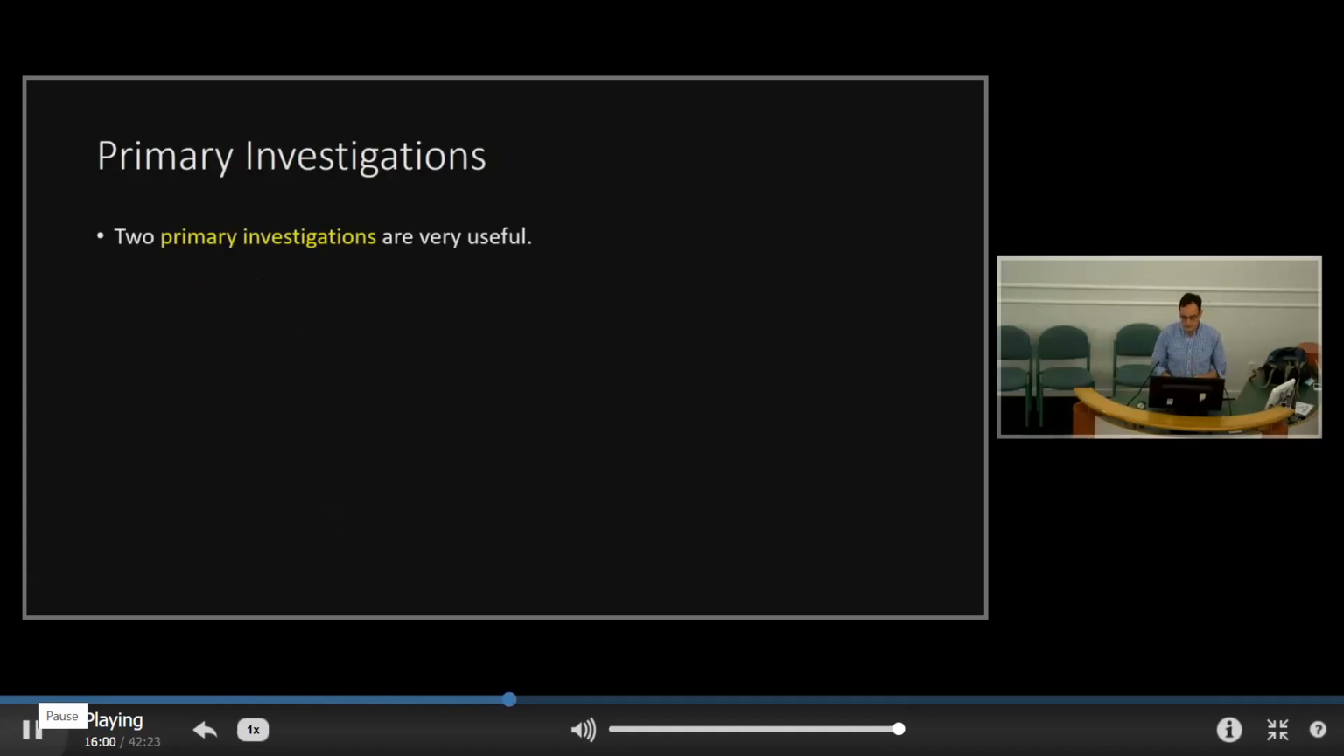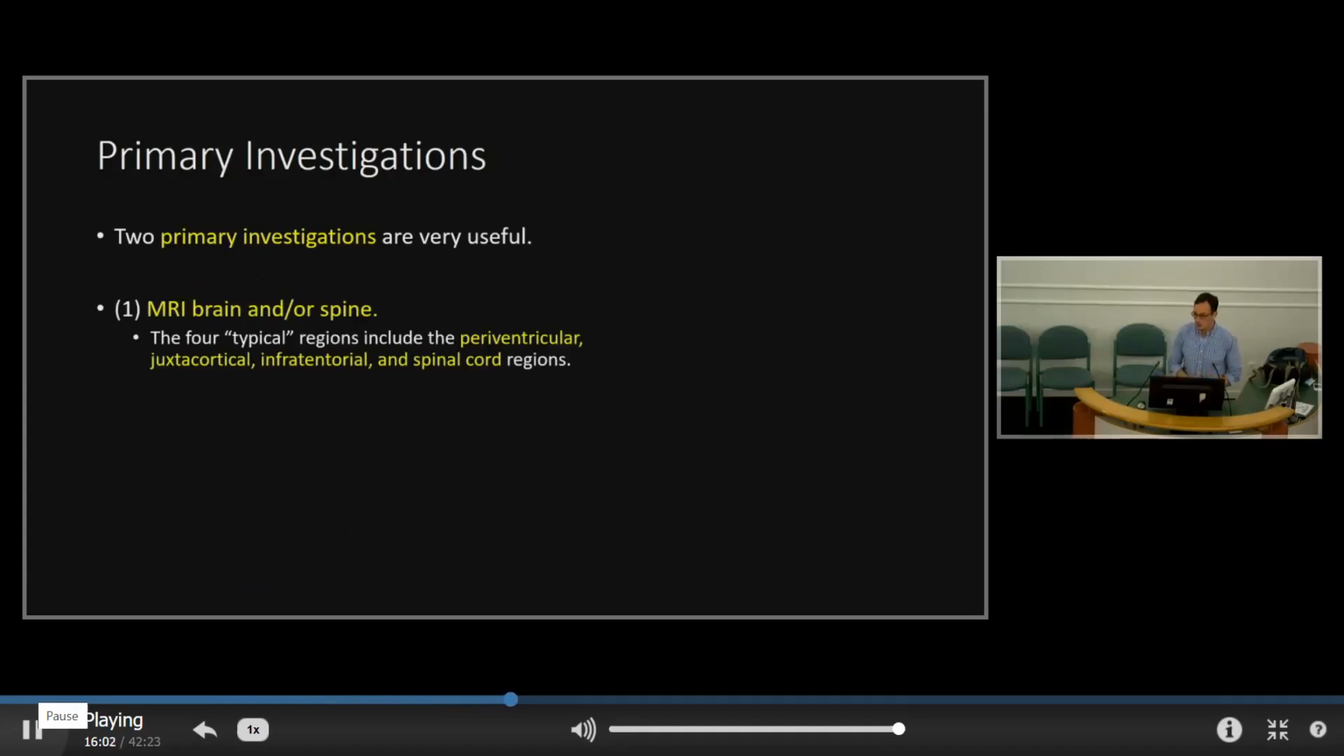So we do use a lot of MRI. Just like in stroke, MRI is very useful in MS. And you usually like to get the brain and the spine. There are 4 typical regions that MS seems to have a predilection for, and they include the periventricular, juxtacortical, infratentorial, and spinal cord regions. So periventricular, around the ventricles, juxtacortical, near the cortex, the neocortex, around the edge of the brain. The infratentorial, so the bottom part of the brain, like the cerebellum, for example, and the spinal cord regions.